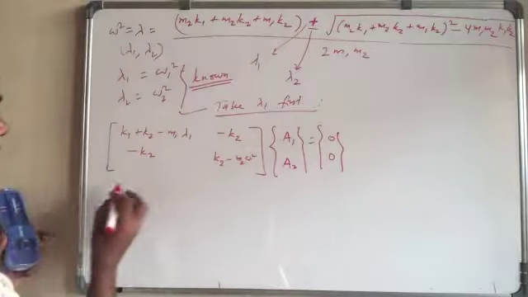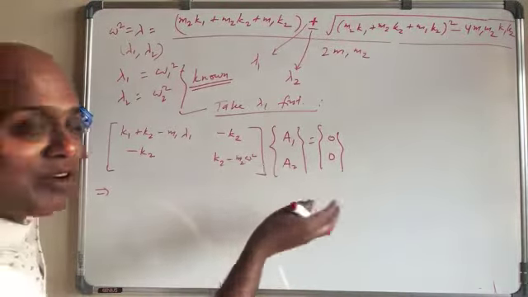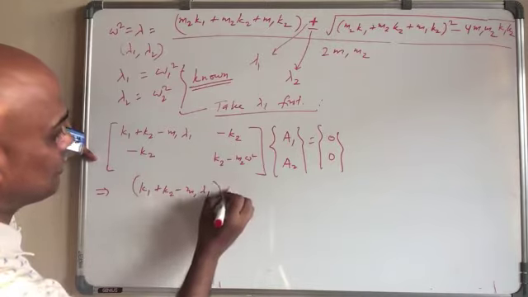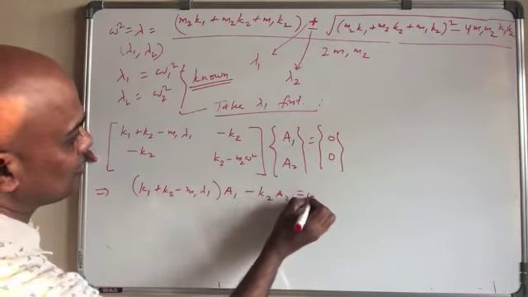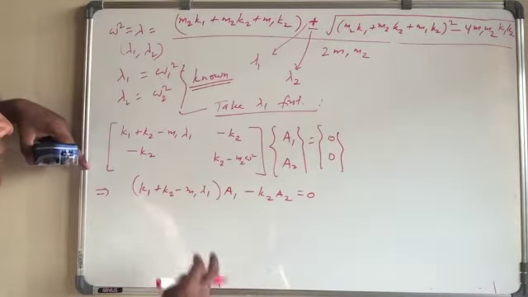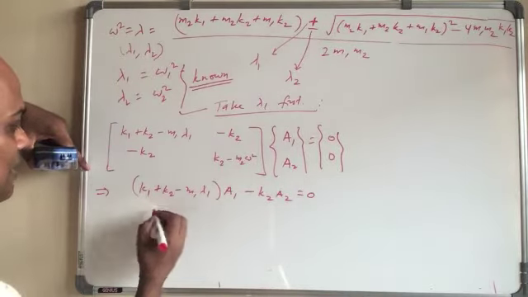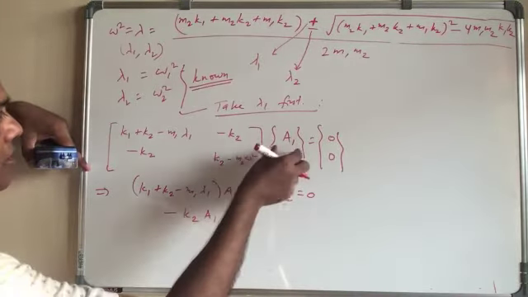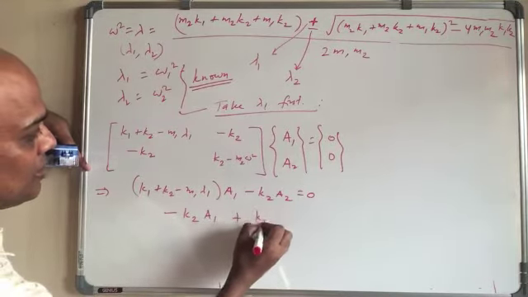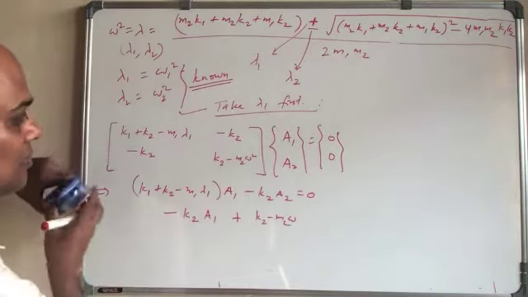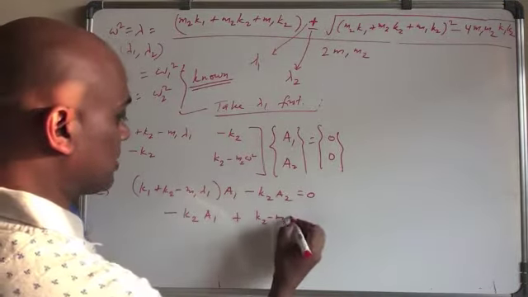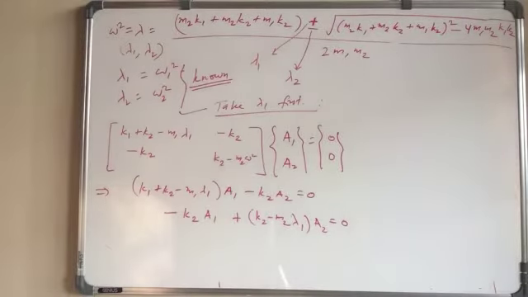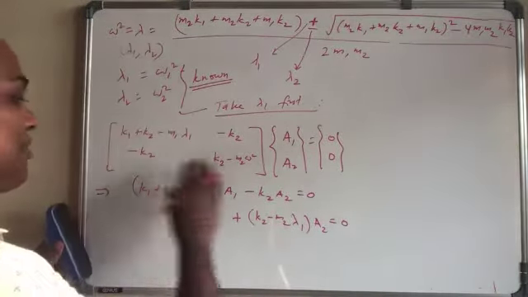So what will you do next? Next it will be just to find out two equations now, right? So the two equations will be k1 plus k2 minus m1 lambda 1 times a1 minus k2 a2 equal to 0, right? And the second equation becomes minus k2 a1 plus k2 minus m2 lambda 1 multiplied by a2 equal to 0. Okay, so we have these two equations.